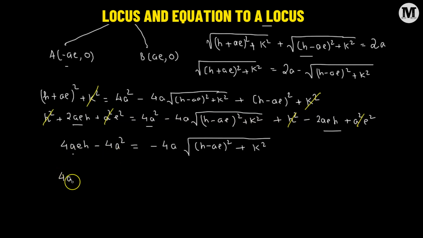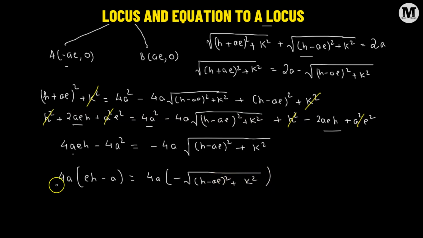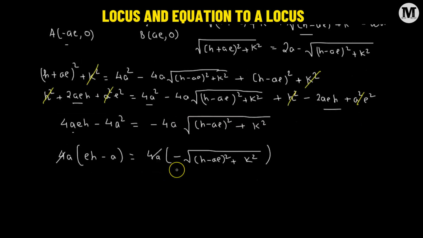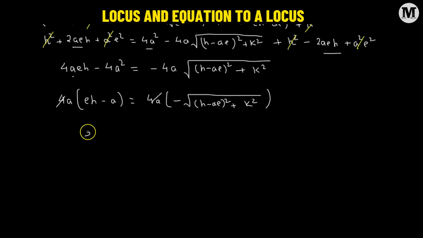Now let's do one thing. Let's take 4a as the common factor. So here we have e times (h minus a), and that will be equal to 4a multiplied by negative square root of ((h minus ae) whole squared plus k squared). Fine. We can factor out 4a from both sides, and we are now left with e(h minus a) equal to negative square root of ((h minus ae) whole squared plus k squared).